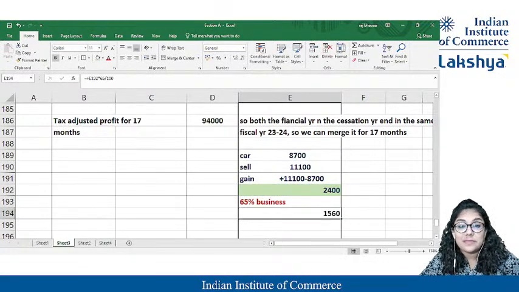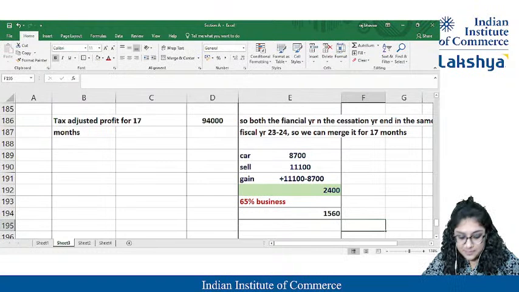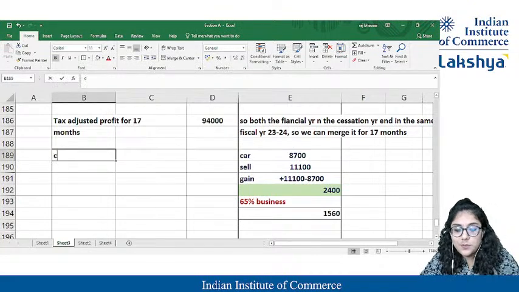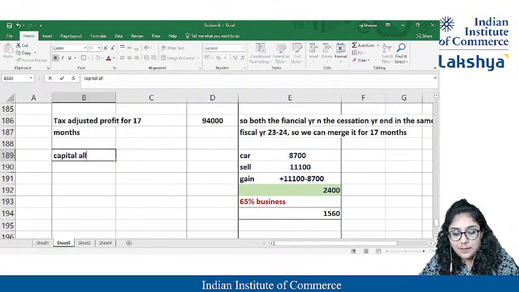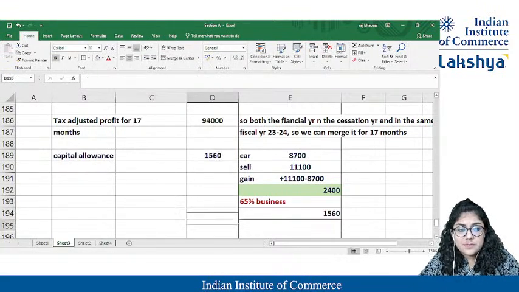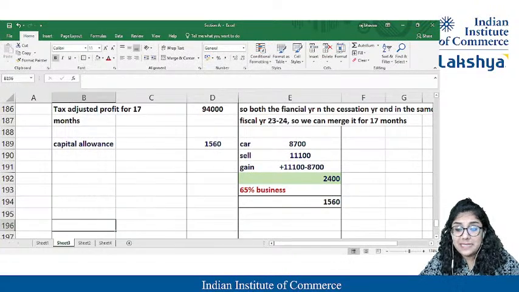So, students, now this is my gain. So, what will I do, guys? I just need to adjust it. I just need to add it as a capital allowances. So, I can write it capital allowances of 1560. That's all.